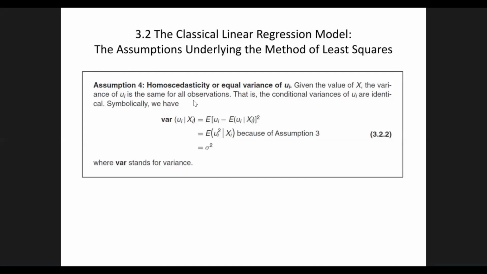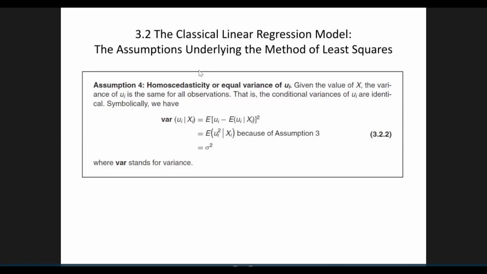Assumption number 4 tells that the conditional variance of the error term will be the same. Technically, this is known as homoscedasticity. Homo means equal and scedasticity means variation, which means that variance for different Ui's will remain the same, and that will be equal to sigma square.